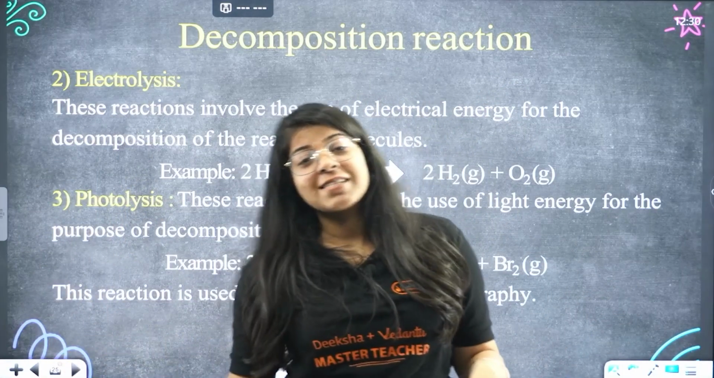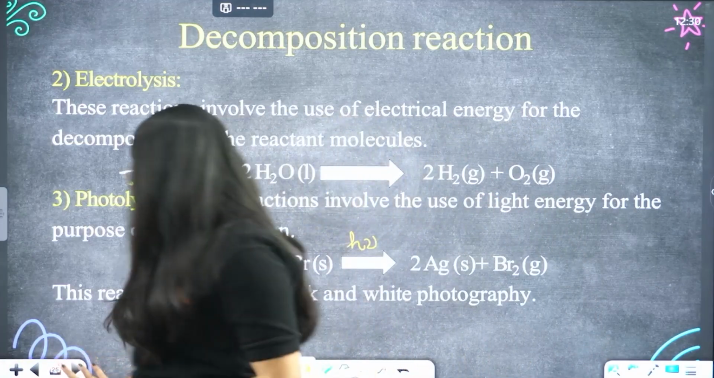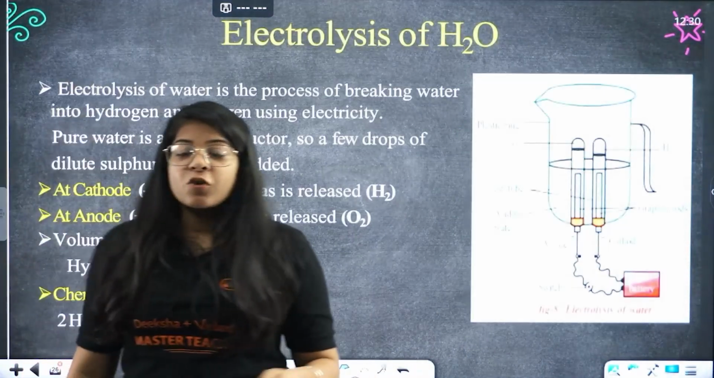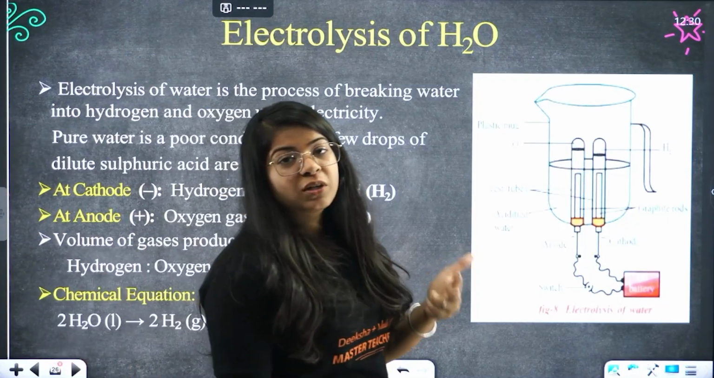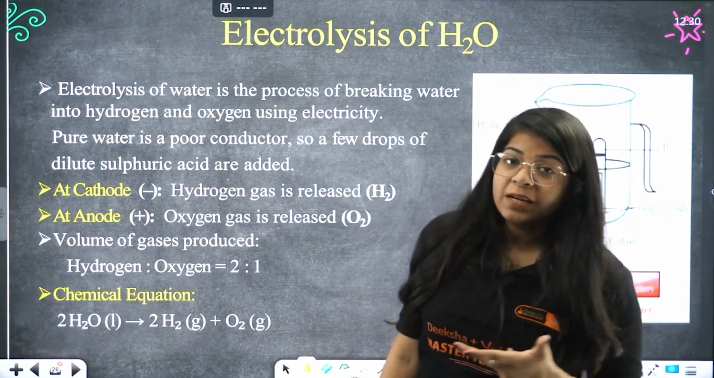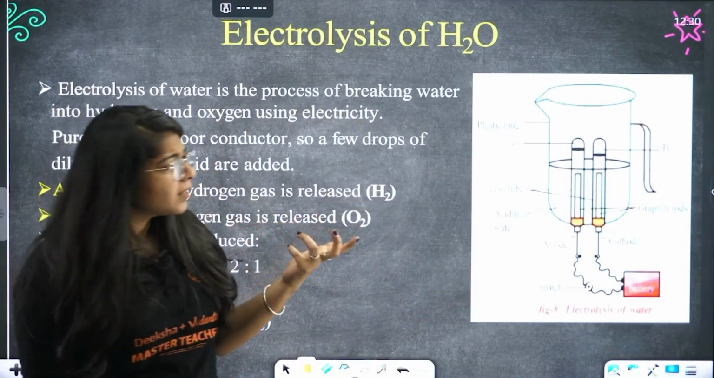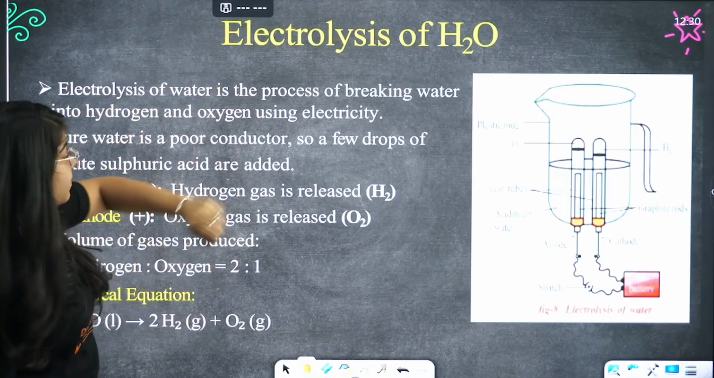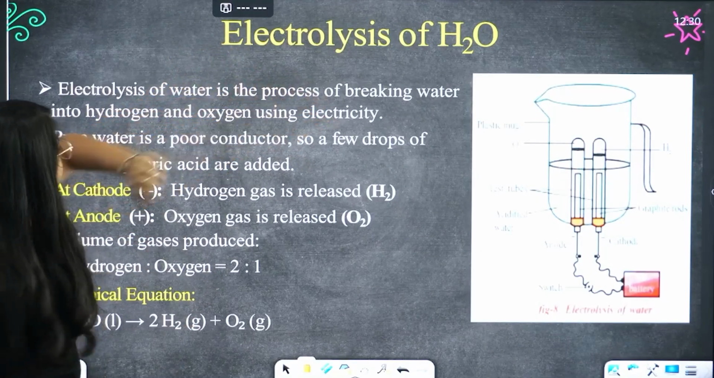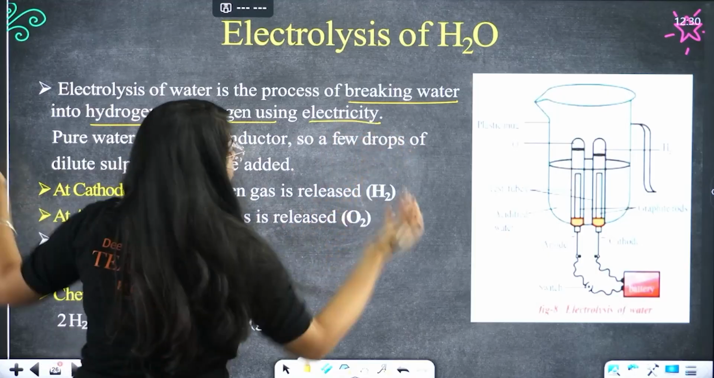And that is why we say that it is used in Ag and in black and white photography, right? So we studied thermal decomposition, electrolysis and photolysis as well, 3 types of decomposition. Now I told you we will study electrolysis, right? So electrolysis of water is specifically the process of breaking water into hydrogen and oxygen using electricity.